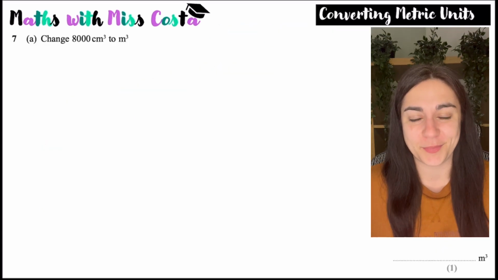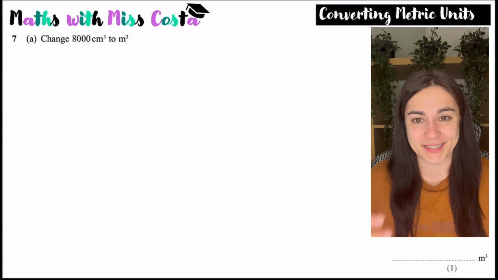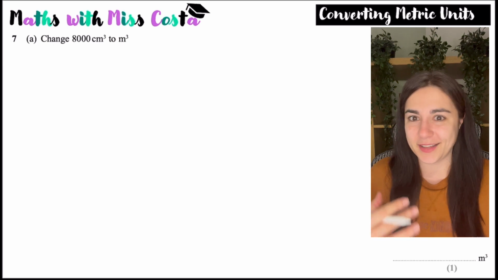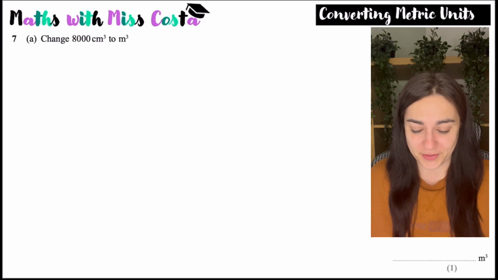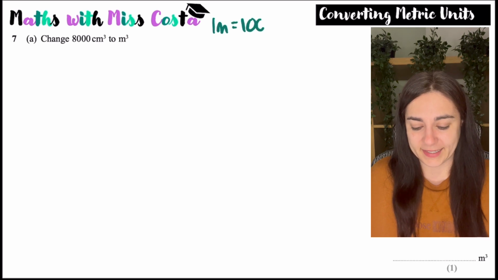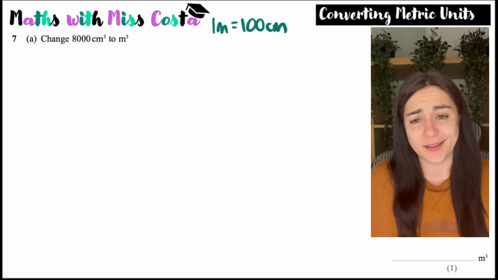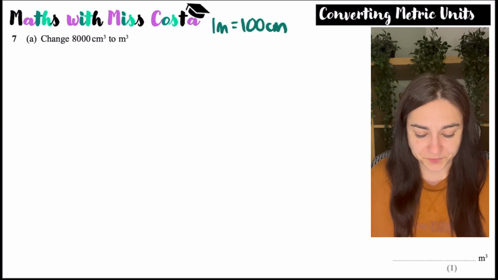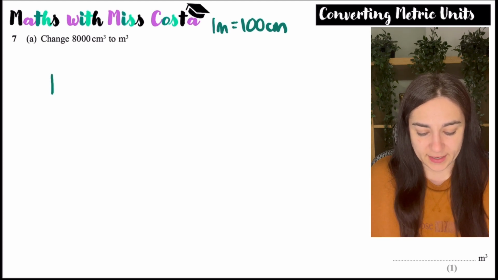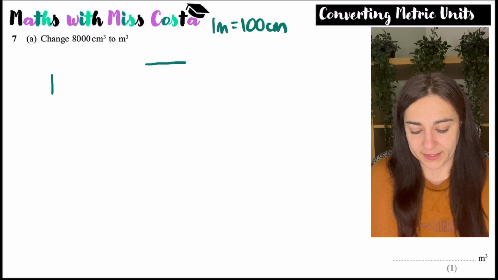So in this question, I'm being asked to convert 8,000 centimetres cubed to metres cubed. Now, a question like this is really frequently just done wrong because people rush through this and they know that 1 metre is equal to 100 centimetres. So they're like, oh, I'll just divide it by 100. But let's think about what's actually going on. So if I just think about lengths to begin with, 1 metre is equivalent to 100 centimetres.